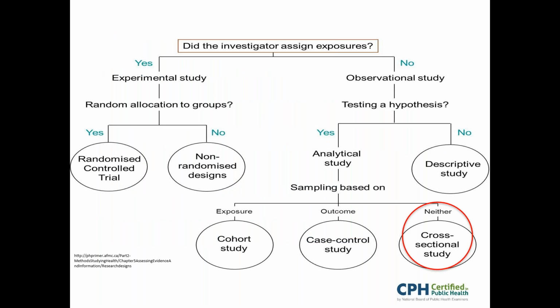This is a diagram of studies. Starting at the top, did the investigator assign exposures? If the answer is no, then we're looking at an observational study. Are we testing a hypothesis? If the answer is no, we would be looking at a descriptive study. If the answer is yes, we're looking at an analytical study. If the sampling is based on neither exposure nor outcome, then we have a cross-sectional study. Next.